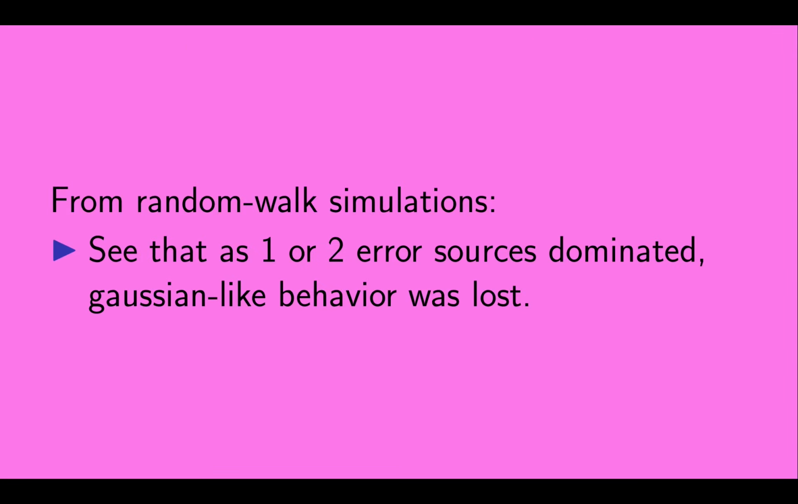We saw in our random walk simulations that when 1 or 2 steps had much larger typical sizes than the rest, Gaussian-like behavior was lost. We can translate those results to our example here, finding that when 1 or 2 rounding error sources dominate, Gaussian-like behavior in the total error is lost.